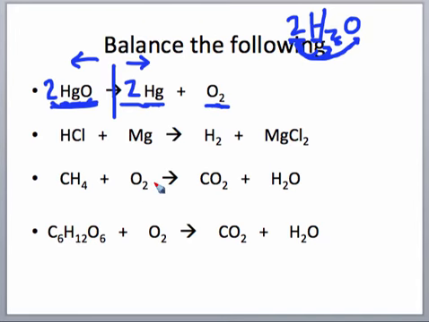Let's take a look at the next one. So when I look at this, what I see are, first of all, I see the subscripts. So you have to pick something to start with, and you can just start reading left to right, or you can look for something that might be easy. So when I look at this, I see 2 hydrogens, and over here I see 1. So I'm just going to put a 2 there, and that's going to give me 2 hydrogens, 2 hydrogens, 2 chlorines, 2 chlorines, so that's good, 1 magnesium, and 1 magnesium.